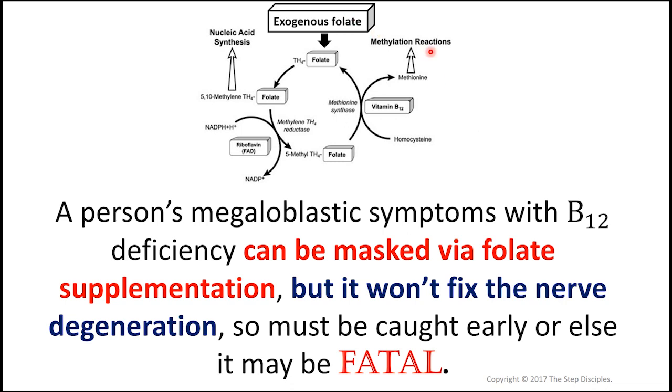Well, if you administer exogenous folate, you can bypass this vitamin B12 reaction. And when you do that, then you can mask the symptoms of the megaloblastic anemia, but you won't fix the nerve degeneration, so it can be fatal, right? So don't fall into that trap of treating somebody with vitamin B12 deficiency with vitamin B9 and saying, oh, he got better. You did a histological section, you said no more megaloblastic anemia. Well, you have to check the neurons too, right? Okay.